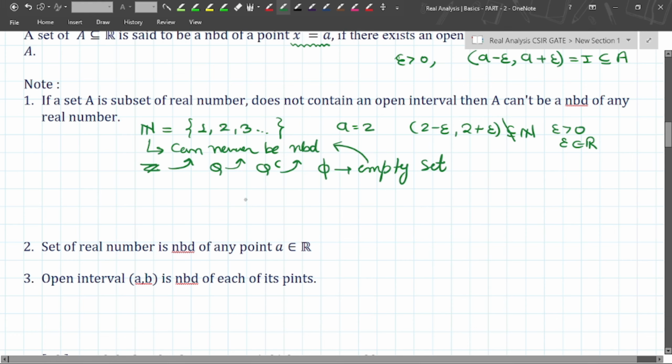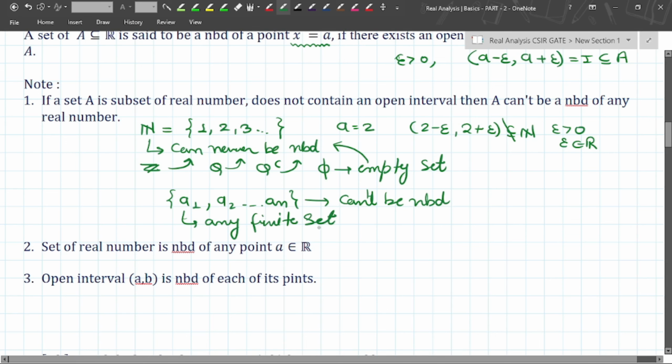Similarly, if I have a finite set, let's say a1, a2 up to an, then it's the same thing. It can't be a neighborhood. Any finite set can't be a neighborhood. Okay, the set of real numbers is a neighborhood of any point of it. Of course, if I choose any real number a, then a minus epsilon and a plus epsilon is nothing but an open interval, and of course it will be contained in the real numbers.